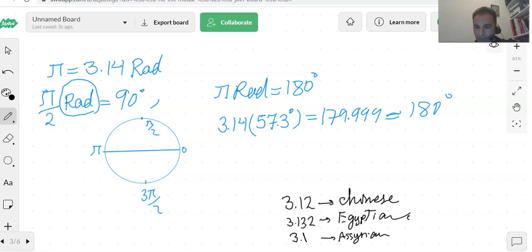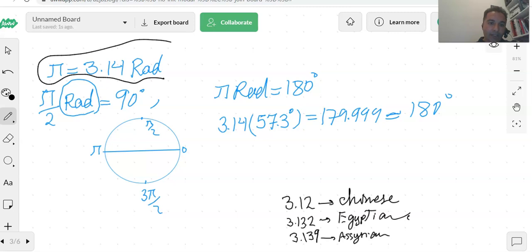3.1, very close, 39 something. But now today we know that pi is 3.14 plus the 5 millionth digit, correct? We accept it as 3.14.